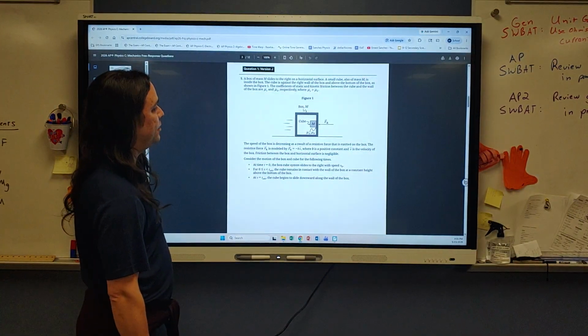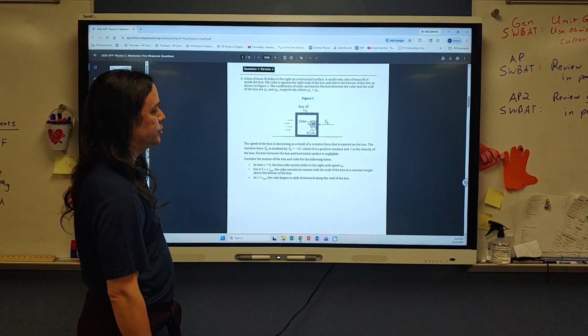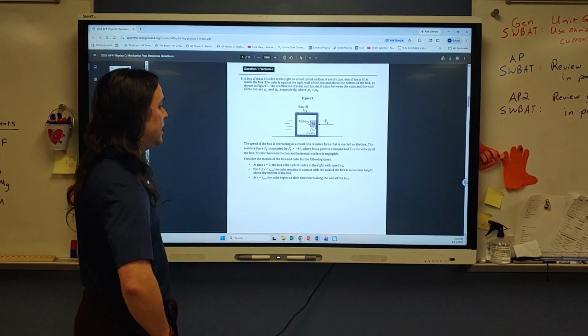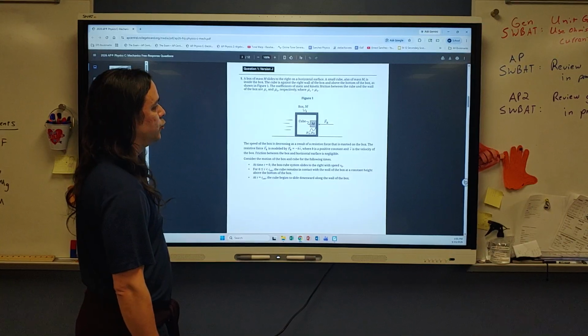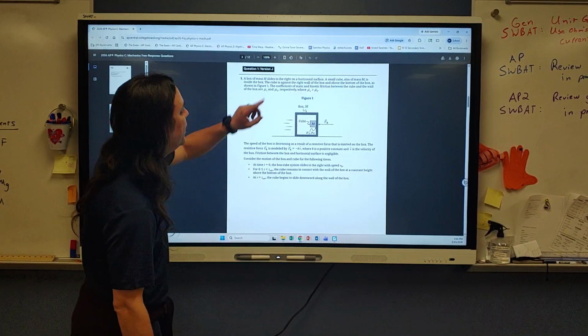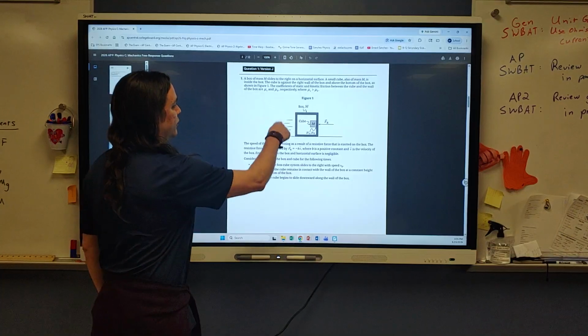A box of mass capital M slides to the right on a horizontal surface. A small cube, also of mass capital M, is inside the box. The cube is against the right wall of the box and above the bottom of the box, as shown in figure 1.